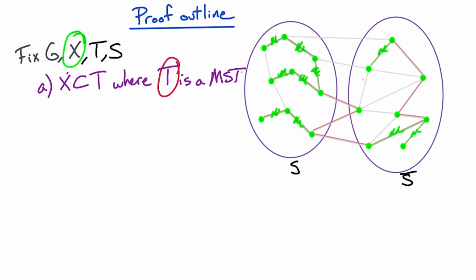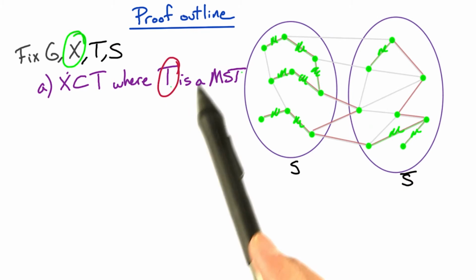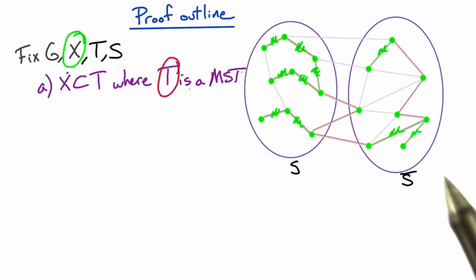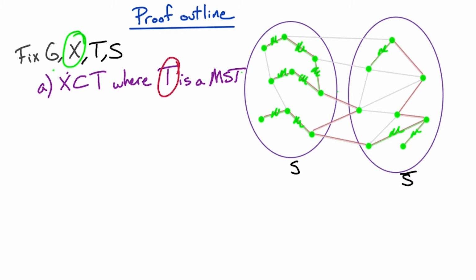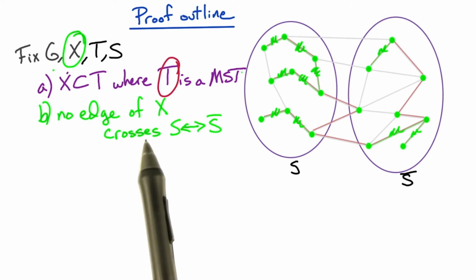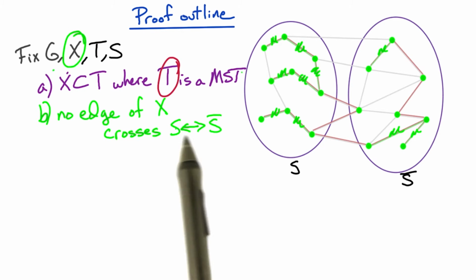Now there are edges of T which cross between S and S bar. Now that has to happen because T is an MST. It's connected, so it has to connect S to S bar. But we're just asking that no edge of the partial solution crosses between S and S bar. So no edge of X crosses S to S bar. No edge of X is part of the cut between S and S bar.